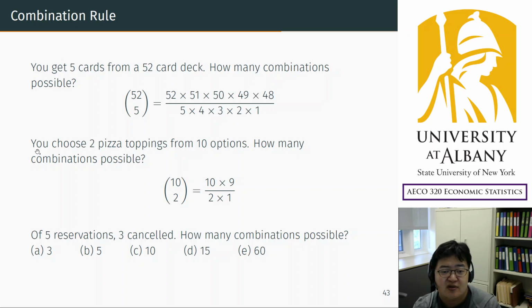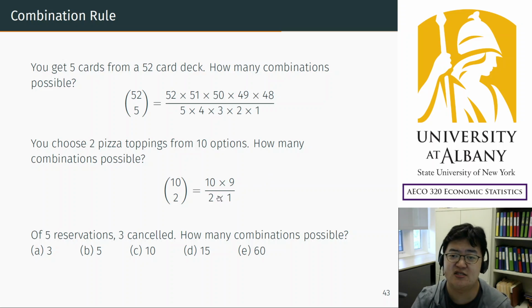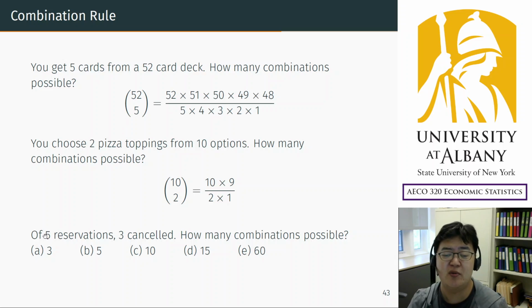Another example. Suppose that you can choose 2 pizza toppings from 10 possible toppings. Then how many combinations are possible? 10 choose 2. So multiply 10, 9, 2 numbers in the numerator, and in the denominator 2 numbers, starting from 10 and starting from 2. Right? So this is how we apply the combination rule from mathematics. And then you may apply the same idea, same formula, to our case.